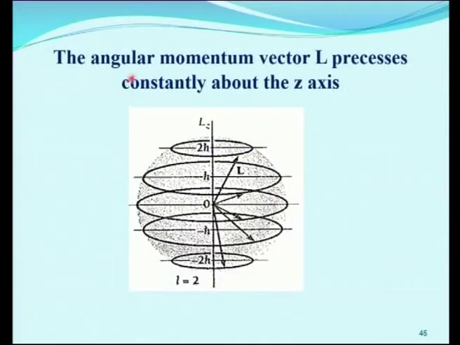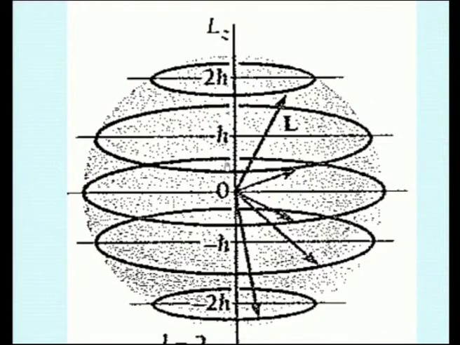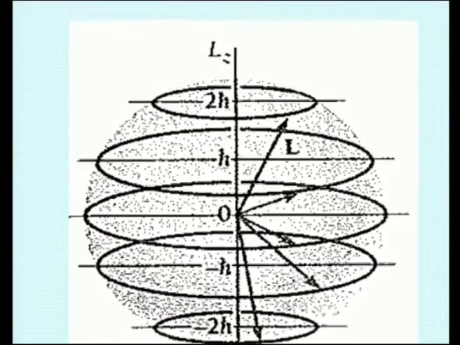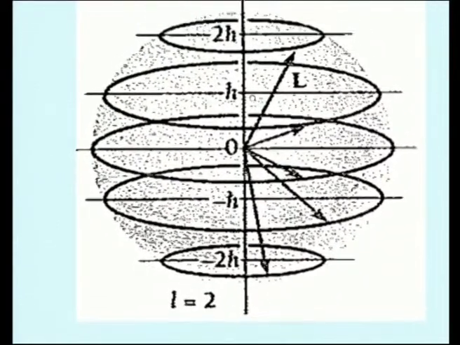So, this diagram explains that the angular momentum vector L precesses constantly about the z axis. What is the meaning of precesses? So, this is the z axis. This angular momentum of the electron in the hydrogen atom always rotates about this z axis. That is why we are using the word precesses.